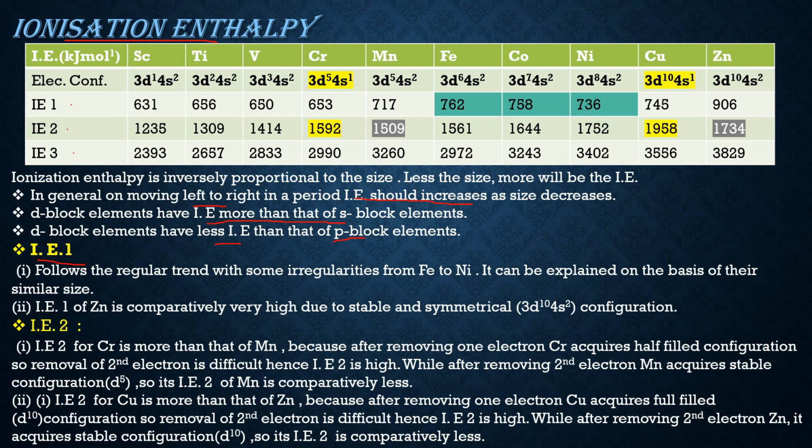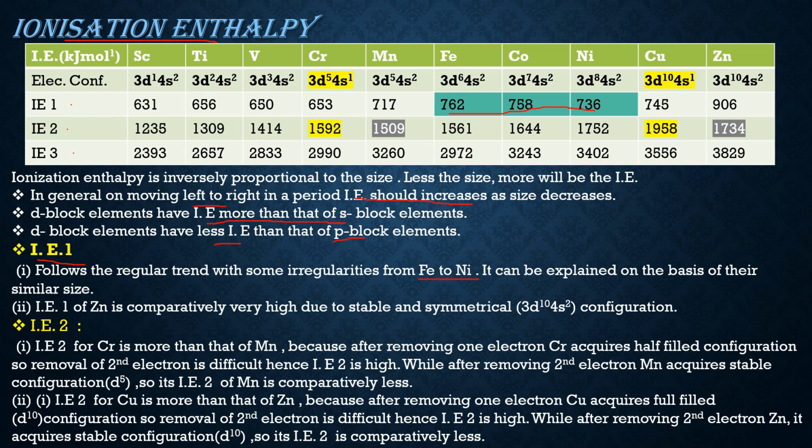Now ionization enthalpy 1 follows a regular trend with some irregularities, that is from iron to nickel. We already saw that from iron to nickel the size remains constant, and that is why the ionization enthalpy is also nearly constant, so it can be explained on the basis of its size.